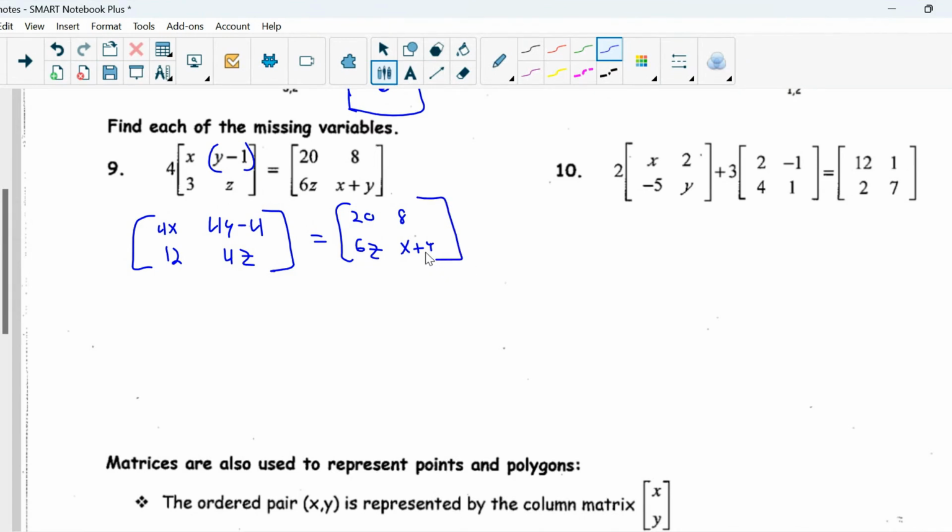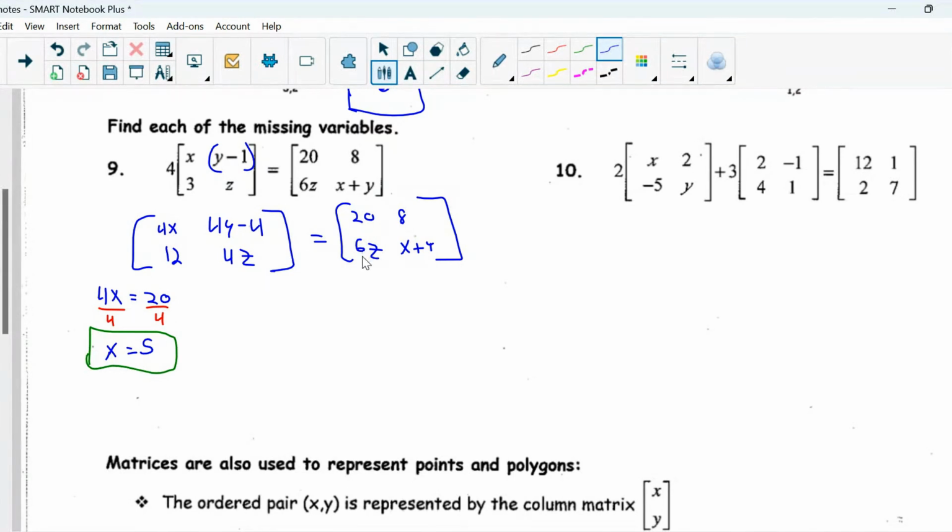Okay? So now let's go ahead and solve for our variables. Okay, we have 3 different variables here. So let's go ahead and solve using our corresponding elements. So we have 4x and 20. Let's set them equal to each other. 4x equals 20. We can go ahead and solve for x here. Divide both sides by 4. We'll get x equals 5.